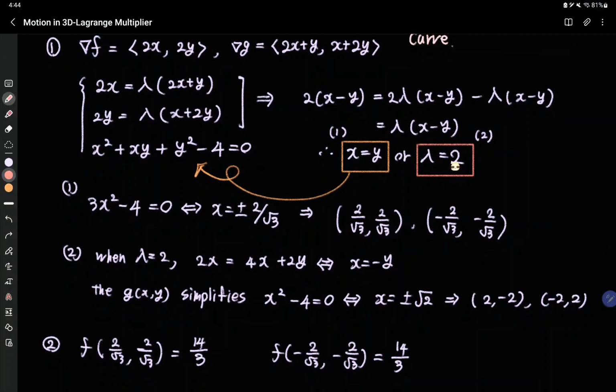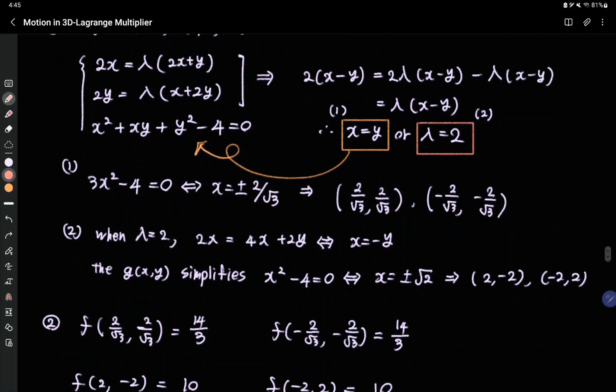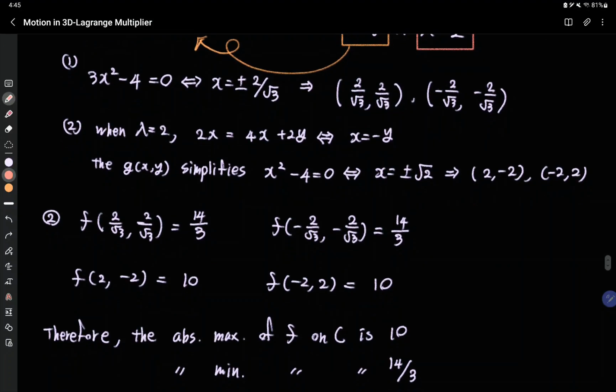Second case, lambda equals 2. Substituting lambda equals 2 into either the first or second equation, we get x equals negative y. So we plug negative y in for x in the equation of the curve, and g of x, y simplifies to this. So we got another 2 points. These are candidate points where f has extrema. So we evaluate function f at those 4 points, and we got this.